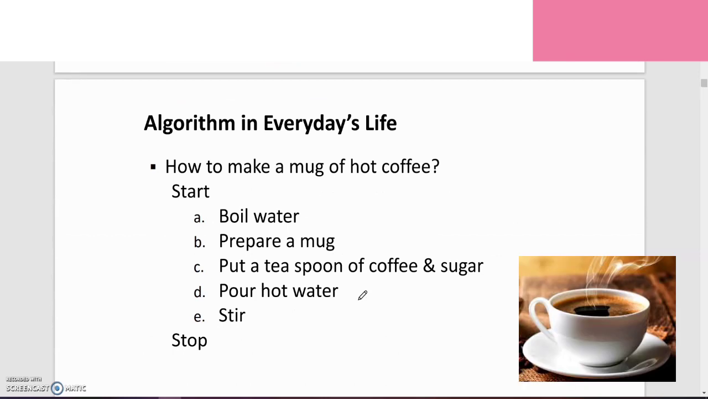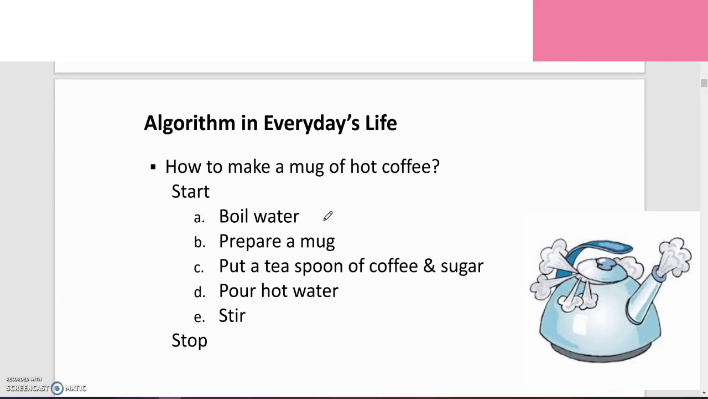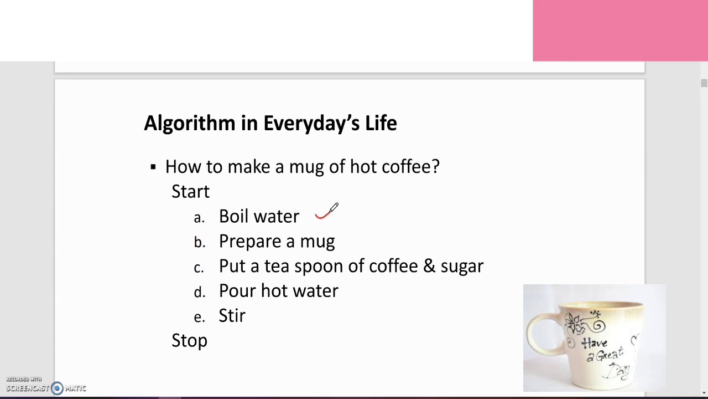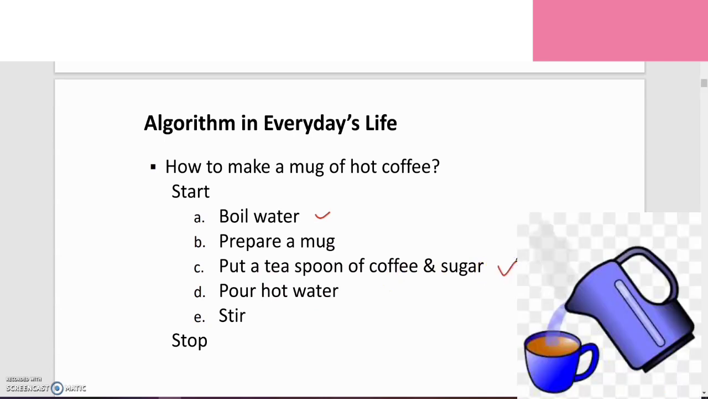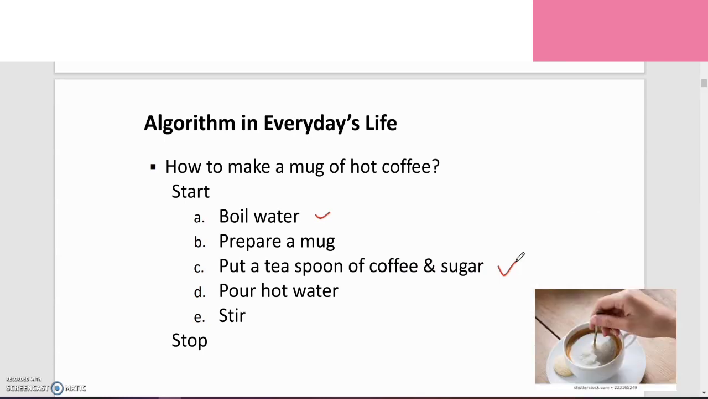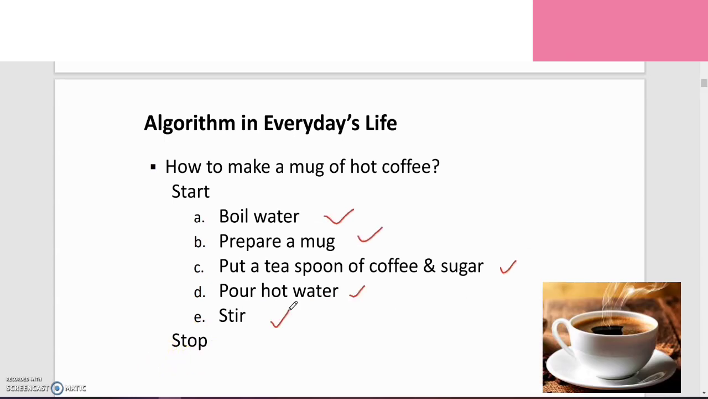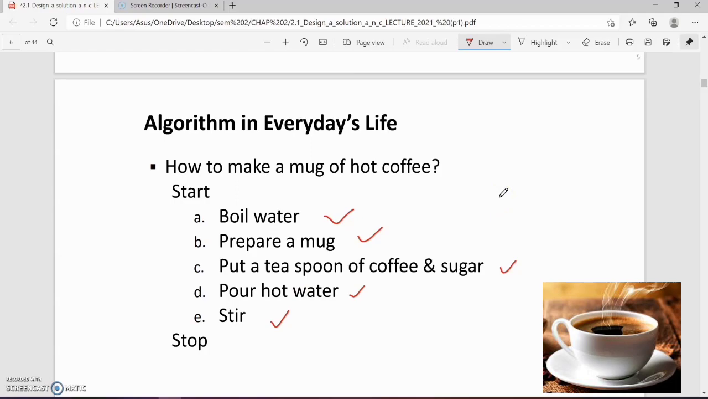Algorithm in everyday life. We can take one example, like how to make a mug of hot coffee. You will start with boil water. Second, prepare a mug. Third, put a teaspoon of coffee and sugar. Then you will pour the hot water and stir the coffee. Then you will stop. So to make a mug of hot coffee, you have to follow all these steps. This is one example of an algorithm in everyday life.